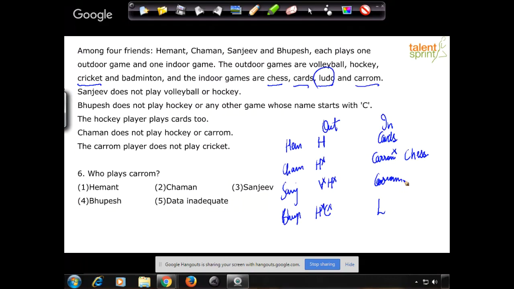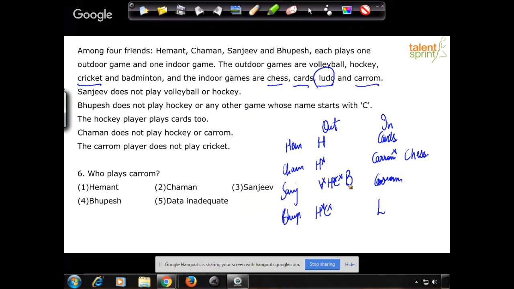Now with indoor games done, let's come to outdoor games. If Sanjeev plays carom, he cannot play cricket because that is the last statement. Sanjeev plays carom, he cannot play cricket, so the only game left out for this gentleman is badminton. So he actually plays badminton.